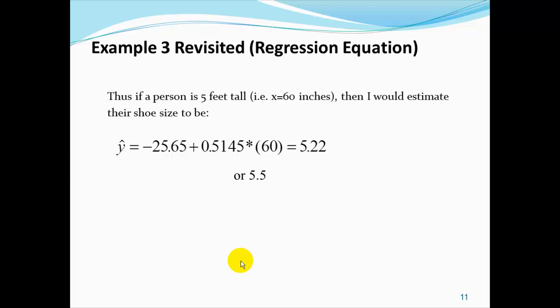Using this equation, if a person is 5 feet tall and we recorded all of our heights in terms of inches, so that's x, our height, equal to 60 inches, then I would estimate their shoe size to be B0 plus B1 times x equals 60, or in this case 5.22. So I would estimate someone's shoe size to be 5.22, and we generally round that up to a 5.5 shoe size.